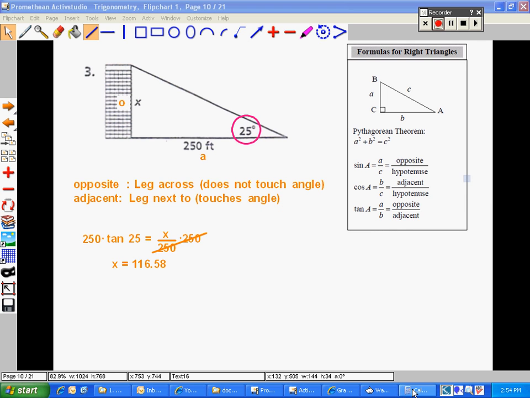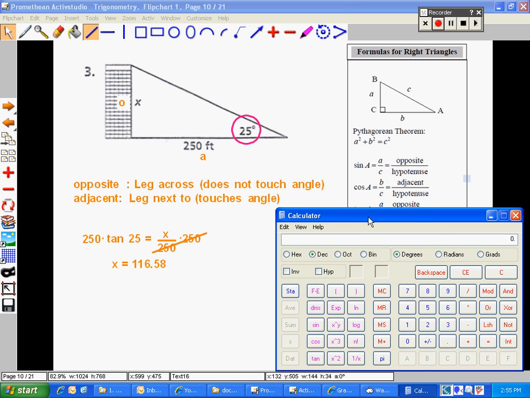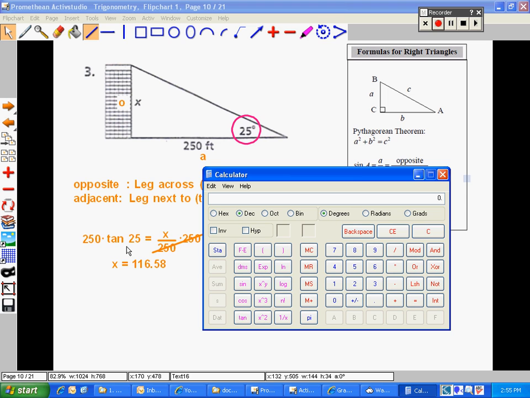If I wanted to use the calculator on my computer, I have to view the scientific mode. Then I have to type this in backwards. I have to do 25 tangent. So it's saying, here's the angle 25, take the tangent of it. That's the value of tan 25. Then they say multiply by 250. So now I do times 250 equals, and I get that same answer, 116.58.